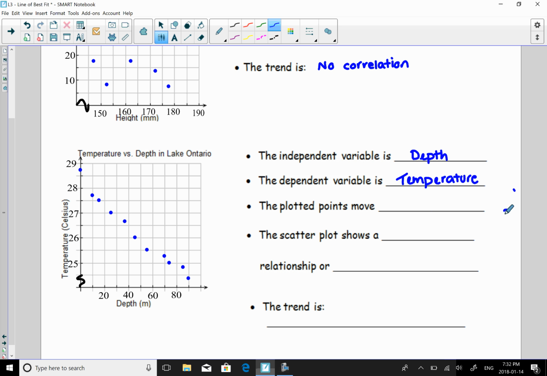Now remember, the deeper you go into a lake, the colder it's going to get. That's why you see the points are going, the way I read it from left to right, down to the right. The scatter plot shows what we call a negative relationship or a negative correlation.